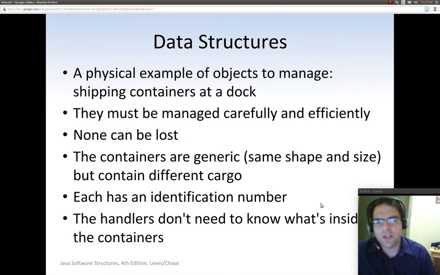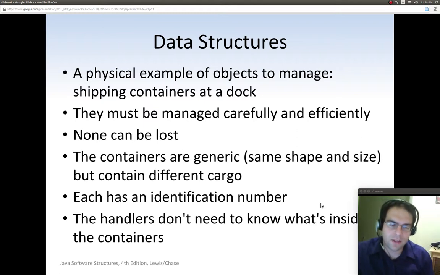So data structures, it's good to think sometimes of a tangible, physical thing that you could pick up and hold, an analogy to a data structure. So an example of physical objects to manage could be shipping containers at a dock. And so they've got to be managed carefully and efficiently, right? None can be lost. So fortunately, in computer programs, physics don't usually matter, but sometimes they do. But you don't want to stack them up so high they're going to fall off the boat.